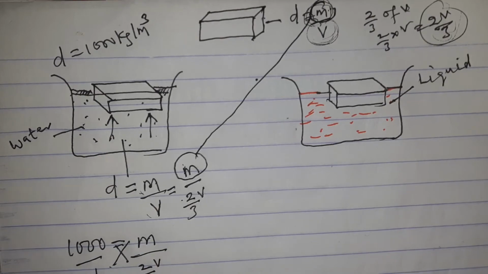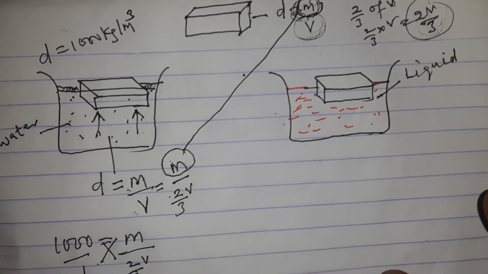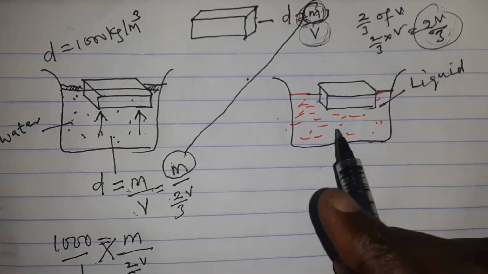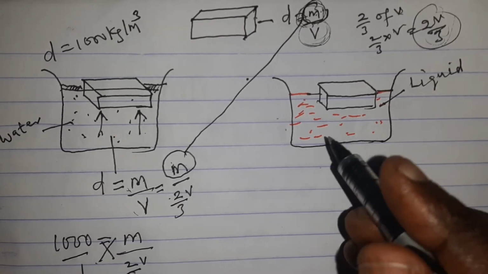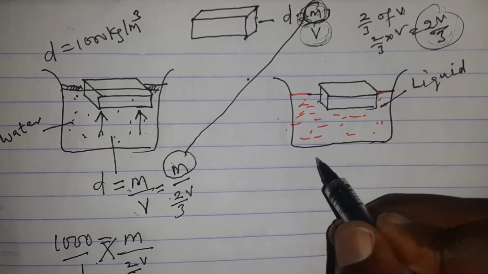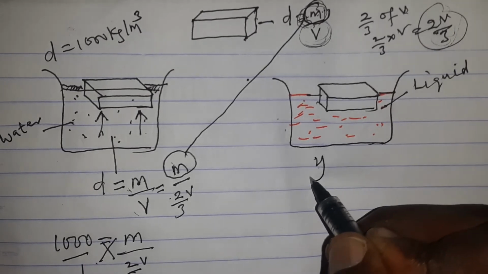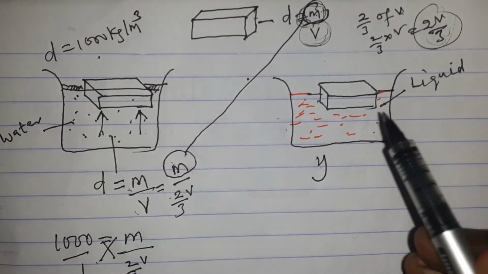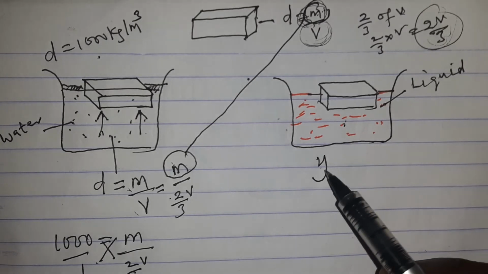So let's just keep that one and have that in mind. Now the second, we know that this and this are the same, and it will come in handy now. This is the second liquid, and let's call the liquid Y. The density of this liquid, we don't know, let's call it Y. The density of the liquid we don't know, but we know the one of water as 1000 kilograms per meter cube. But the one of this other liquid, we don't know it, so we're going to call it Y.